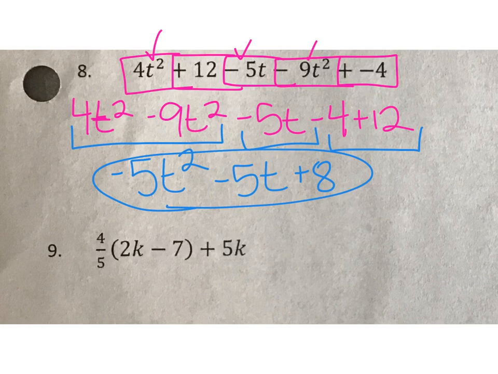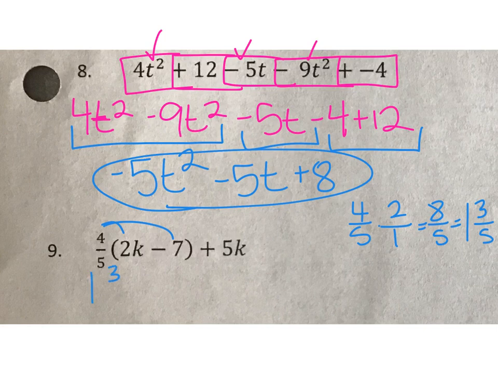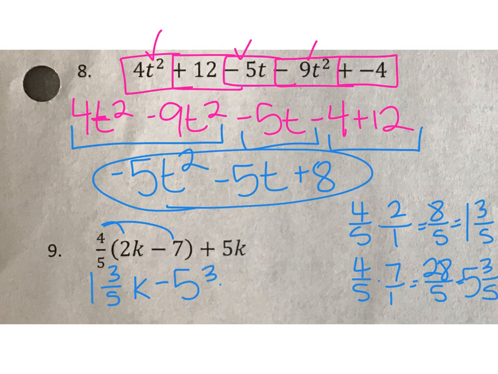So this next one, we need to start by distributing to both parts. So we're going to do 4/5 times 2 over 1. Multiplies gets me 8/5, which is 1 3/5. Again, you totally could do this as a decimal. So I just did fractions, and that's okay. So 1 3/5 k. And then 3/5 times negative 7 is going to get me a negative 4/5 times 7 over 1. 28/5 goes in 5 times with 3/5 left over. So minus 5 3/5 plus 5k.